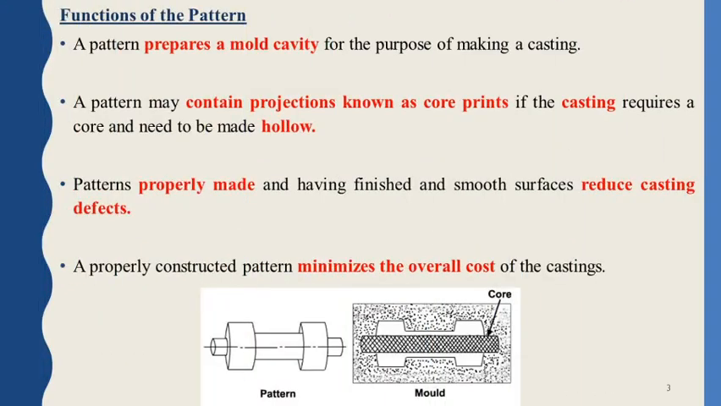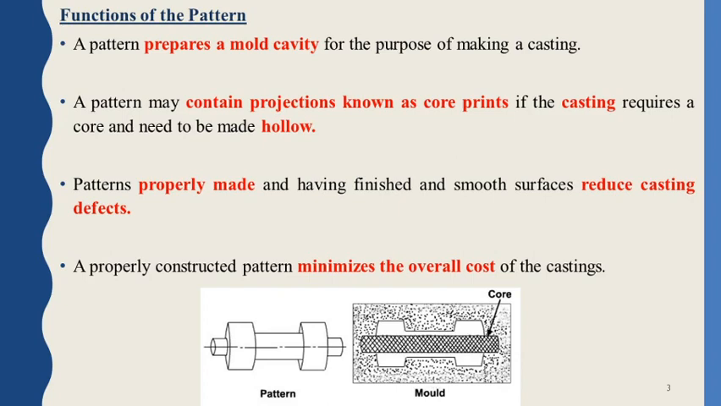The primary function of a pattern is to create a mold cavity for casting. Then it is also used for providing the provision for placing the core, which is used for creating hollow shapes or complex shapes with cavity geometry in the casting. For example, in the figure given, we have a pattern. The pattern has two projections at the end, and we have the mold cavity on the right side.